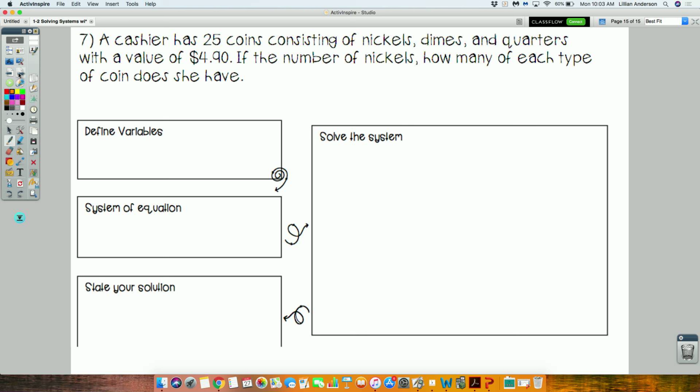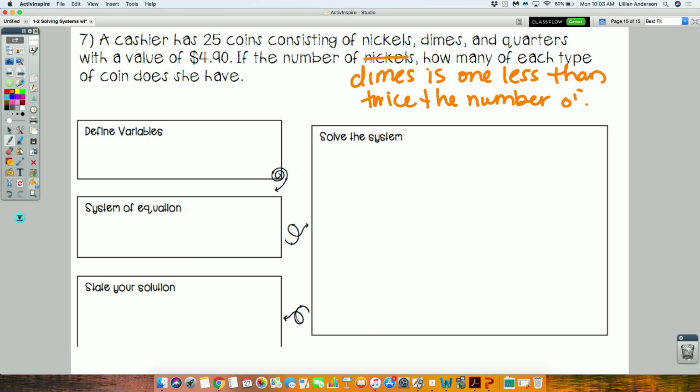It says a cashier has 25 coins consisting of nickels, dimes, and quarters with a value of $4.90. If the number of... I think I missed something. What does your paper say? If the number of dimes is one less than twice the number of nickels, how many of each type of coin does she have? It is one less than twice the number of nickels. See, that was important. Well, at least it's right on your paper. It's okay, I can just write it in.